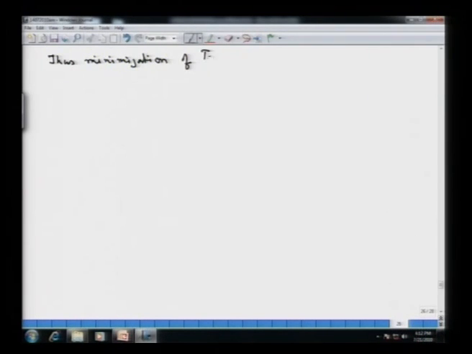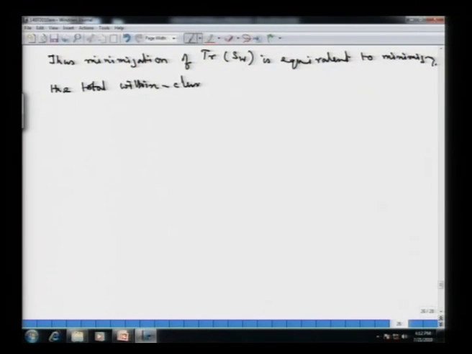So, from the discussions that we are looking at, this minimization of the trace of the S_W matrix is equivalent to minimizing the total within cluster sum of squares about the g clusters. So, that is the interpretation of this trace of S_W.